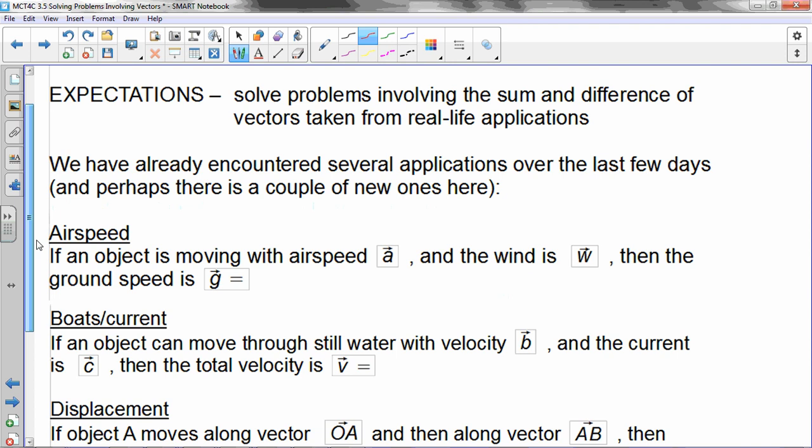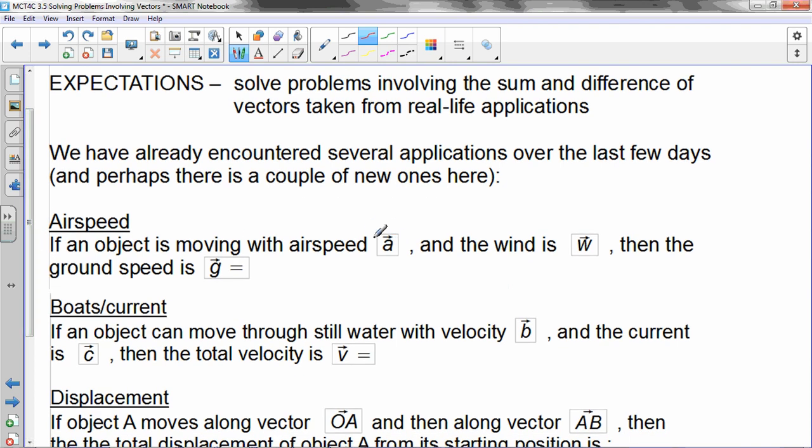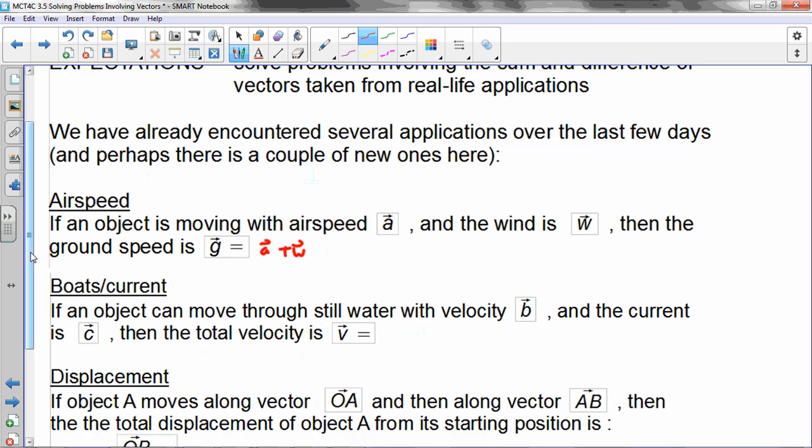The airspeed ones, where the airspeed is a certain amount, and then the wind speed is blowing the plane off track, and then on the ground, it's just the sum of the two, right? It's airspeed plus wind speed. And if we ever wanted to solve for one of these, we could just rearrange, right? If we wanted to find airspeed or the strength of the wind, we could just rearrange this little equation. Similarly, the total velocity of a boat in water: somebody's paddling away with velocity b, but then the current is blowing them off course, so we add those two vectors to get the total velocity.